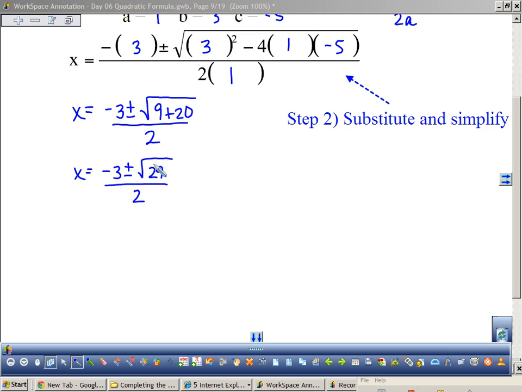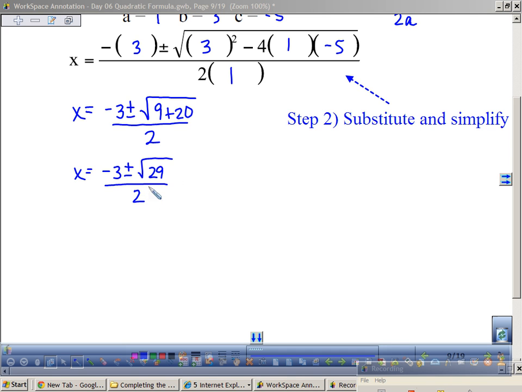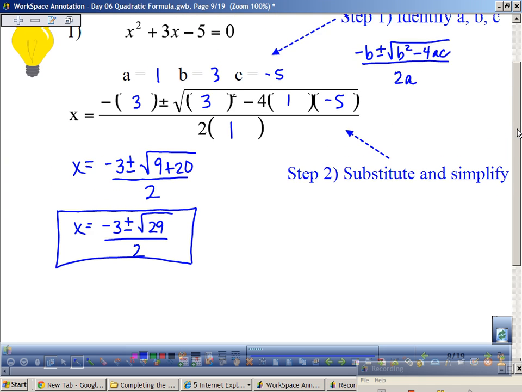That's your answer. It's actually 2 different answers in one, right? But I'm not going to expect you to write that out. It's -3 plus root 29 over 2, and it's -3 minus root 29 over 2. But when it's like this, when you can't simplify, you can just basically say, I'm done. Questions? Okay, make sure you have that written down.